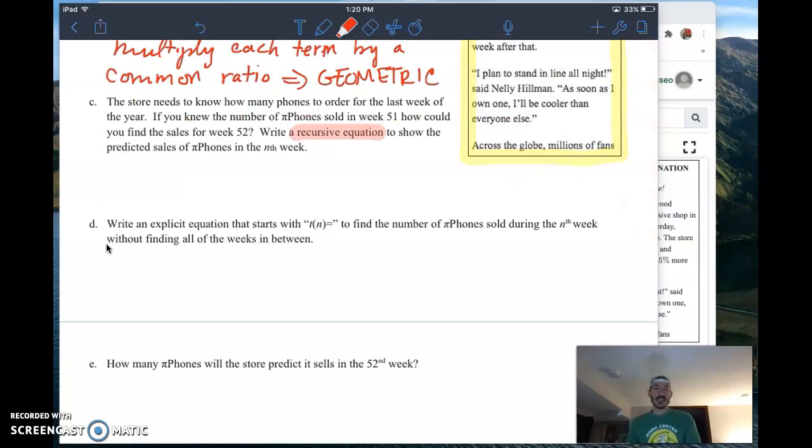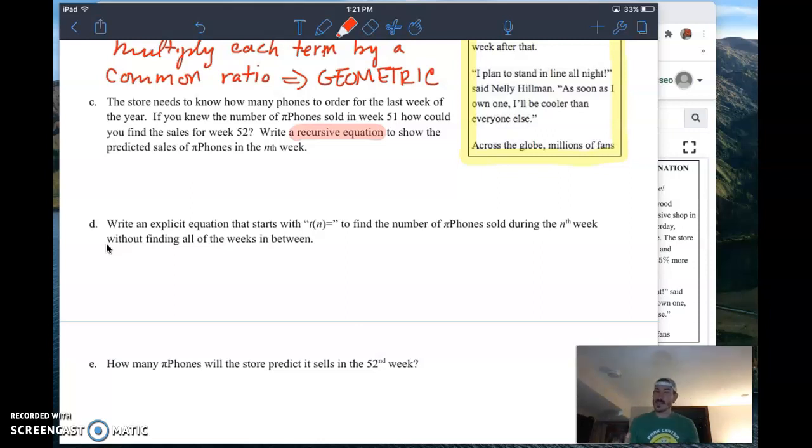Moving on to part C here, the store is asking us how many phones we might need to consider ordering at the end of the year, and that's 52 weeks. In order to do it the way we were doing our table, we would just take the number of phones we ordered in week 51 and multiply by that 1.15. The problem there, and this is the recursive equation that I've highlighted here, in order to get week 52, I need to know week 51. And in order to get week 51, I need to know week 50.